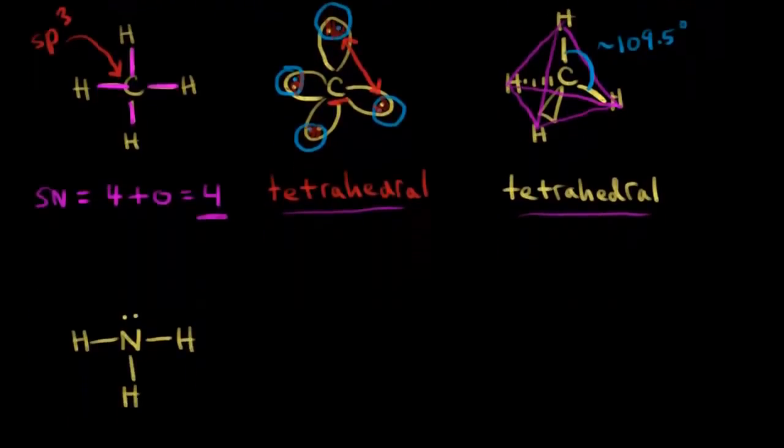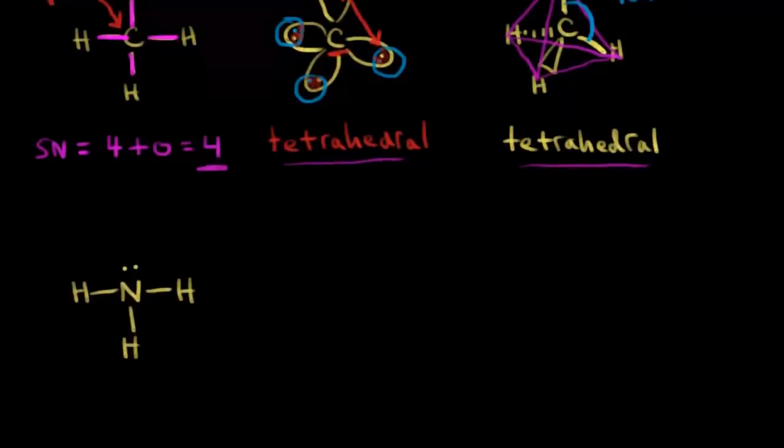All right, let's go ahead and do the same type of analysis for a different molecule here. So let's do it for ammonia next. All right, so we have NH3. If I want to find the steric number, the steric number is equal to the number of sigma bonds. That's 1, 2, 3, so 3 sigma bonds, plus the number of lone pairs of electrons. So I have 1 lone pair of electrons here. So 3 plus 1 gives me a steric number of 4.